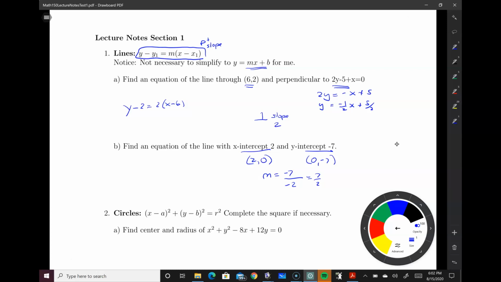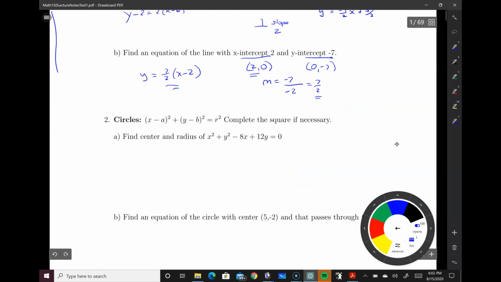So using this slope of 7/2, I can use either point. Doesn't matter. So let's use this one. So I get y is equal to 7/2 times x minus 2. And again, you could multiply that out, but that's a fine answer.